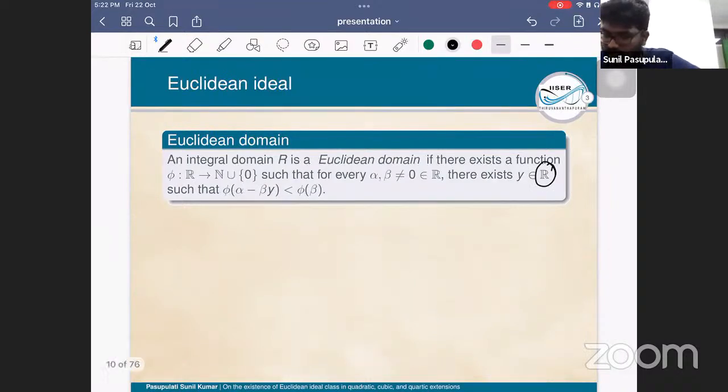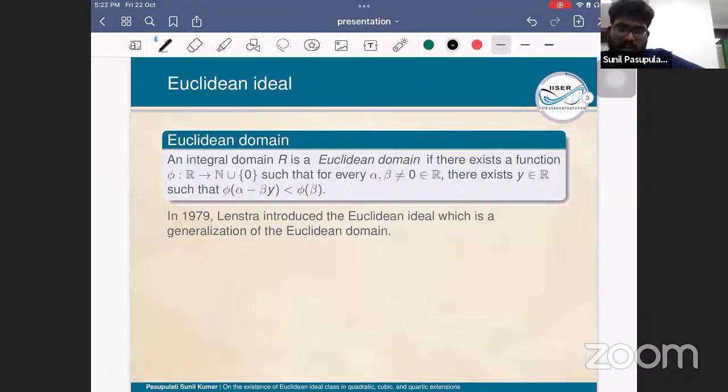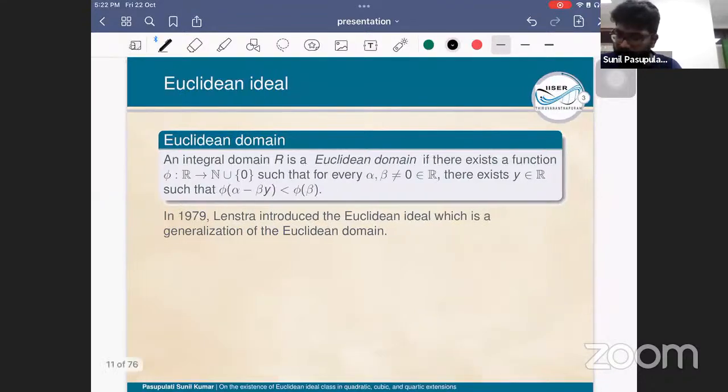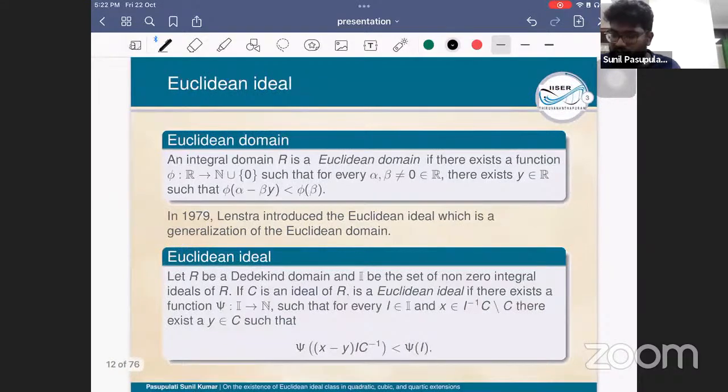Now Lenstra introduced Euclidean ideals in 1979, which is a generalization of Euclidean domains, and it also captures the class group. We'll see how it captures it later. We can see there is some similarity. I do not have time to explain everything, but you can also see that if you have a principal ideal which is a Euclidean ideal, then we can show that it is going to be a Euclidean domain. That is a simple calculation.